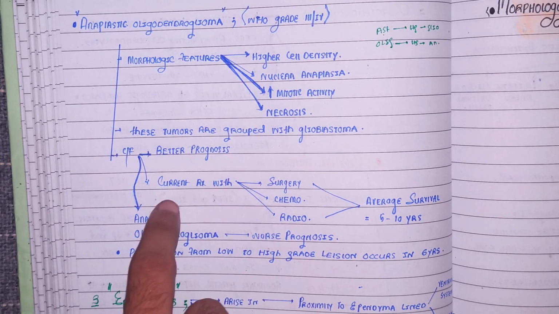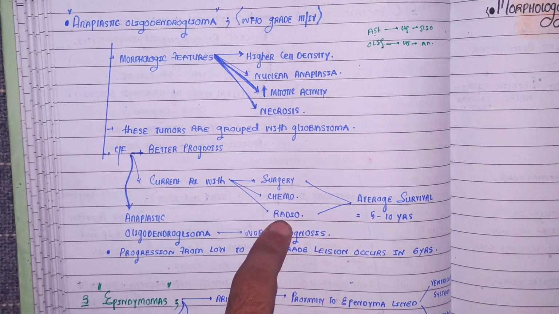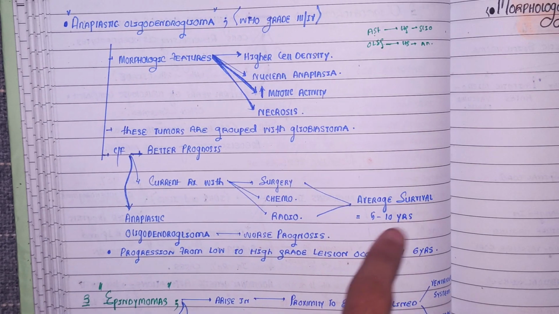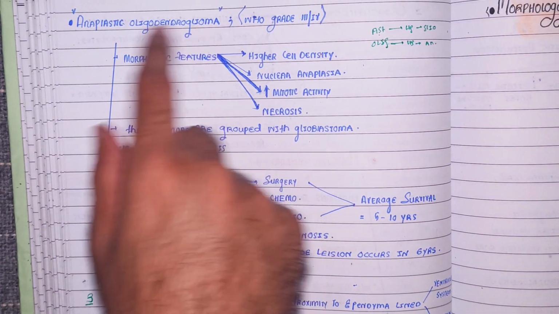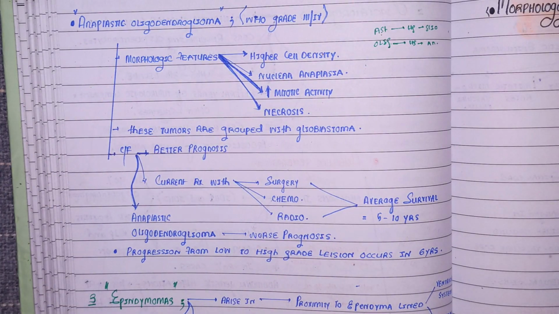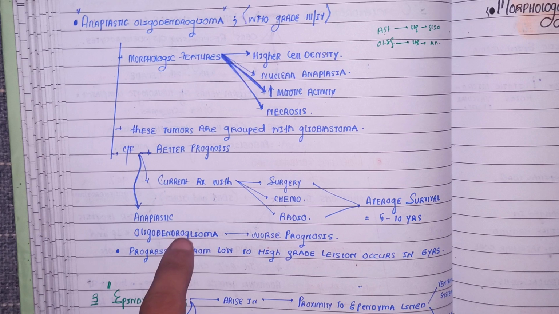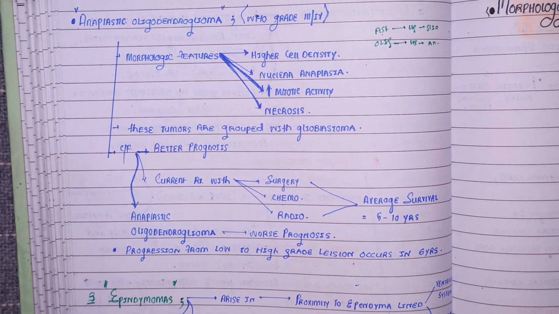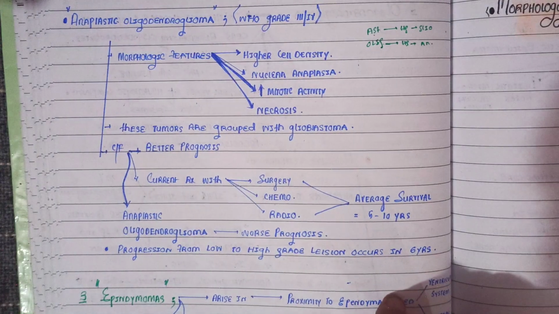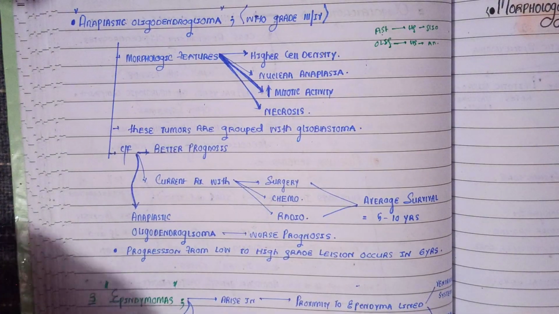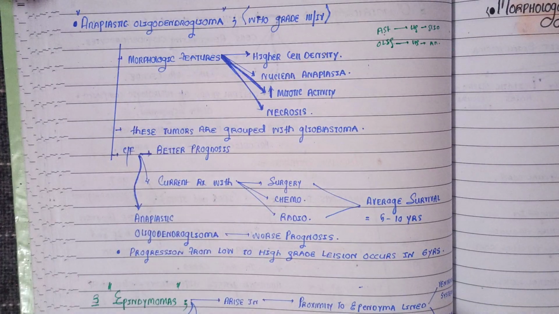Prognosis is very much better. Current treatment is with surgery, chemotherapy and radiation. So the average survival rate is 5 to 10 years with this treatment. Okay, but if you are suffering from this variety of oligodendroglioma, which is a little bit more dangerous because it's a high grade tumor, in this case the prognosis is worse, and the progression from low grade to high grade lesion occurs in 6 years, right? So you can actually develop the high grade tumor from the low grade variety which was discussed previously.